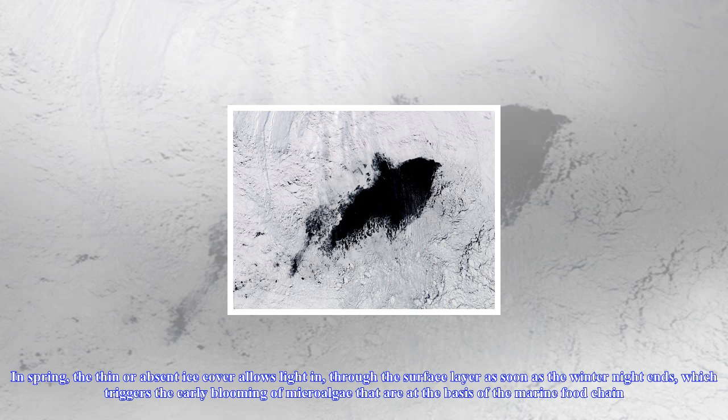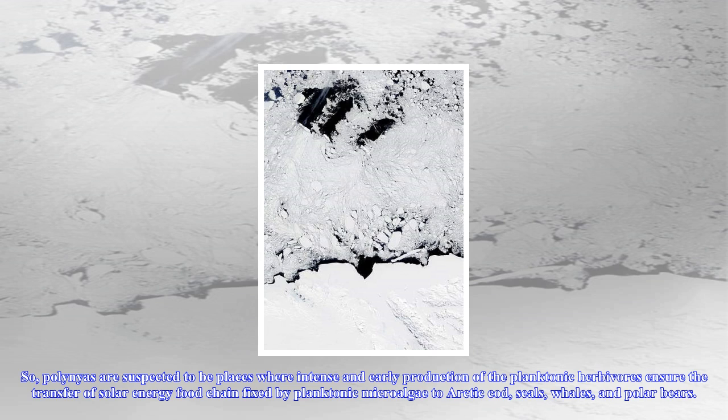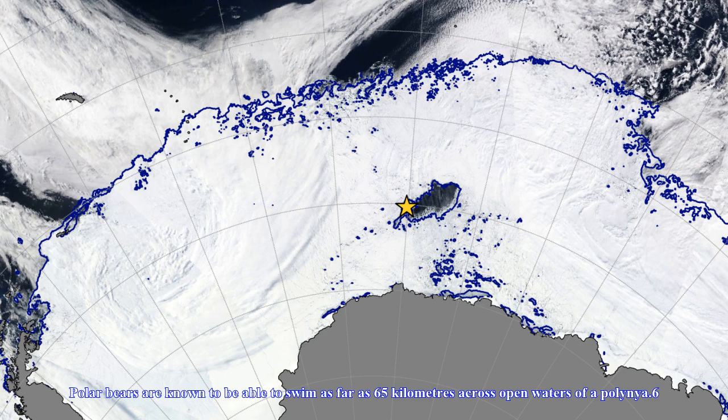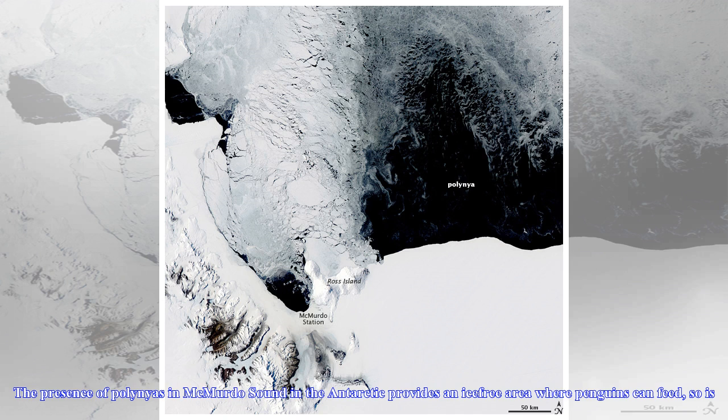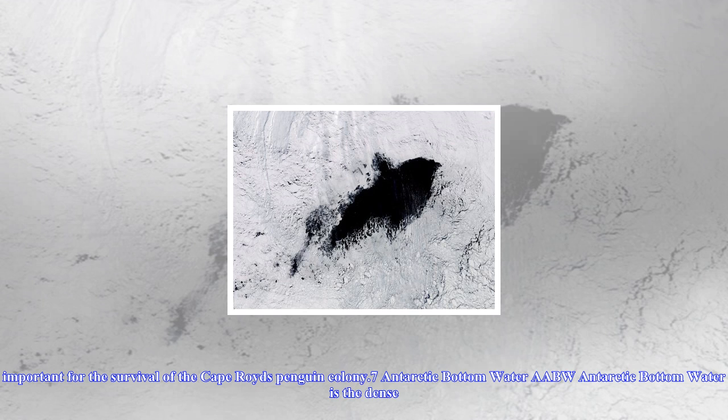In spring, the thin or absent ice cover allows light in through the surface layer as soon as the winter night ends, which triggers the early blooming of microalgae that are at the basis of the marine food chain. So, polynyas are suspected to be places where intense and early production of the planktonic herbivores ensures the transfer of solar energy fixed by planktonic microalgae to Arctic cod, seals, whales, and polar bears. Polar bears are known to be able to swim as far as 65 kilometers across open waters of a polynya.